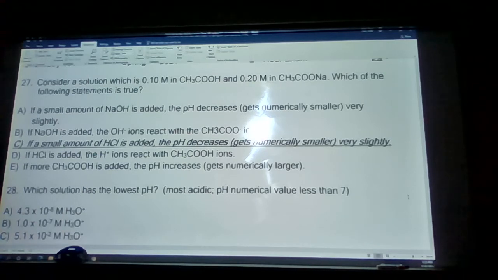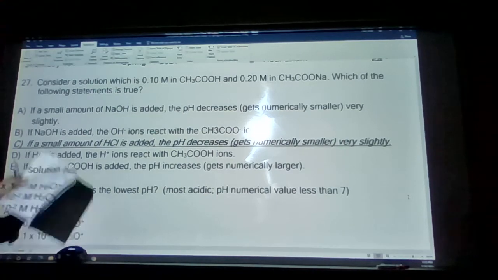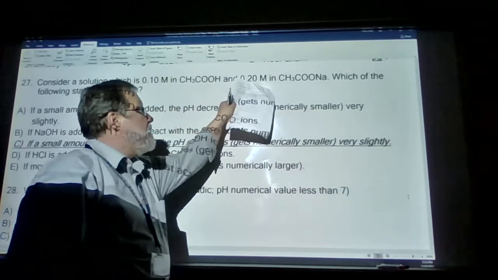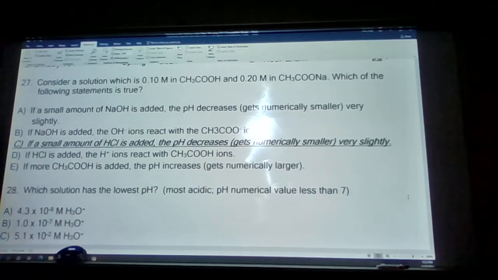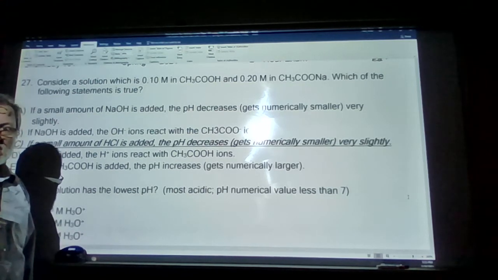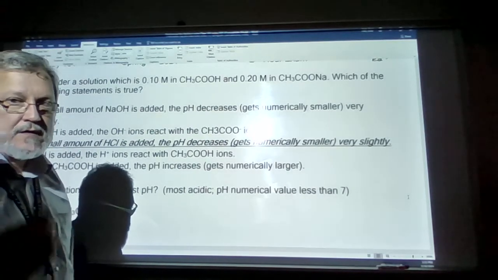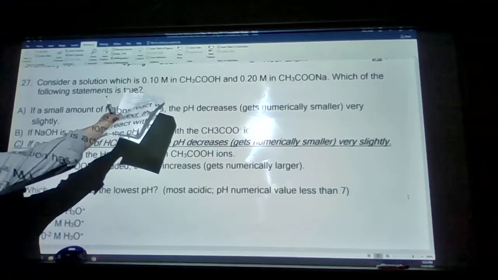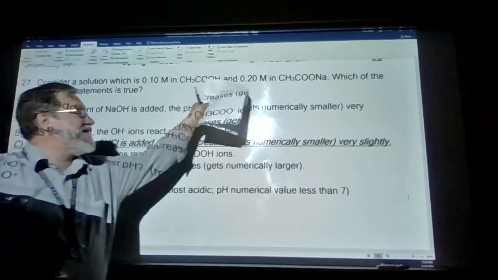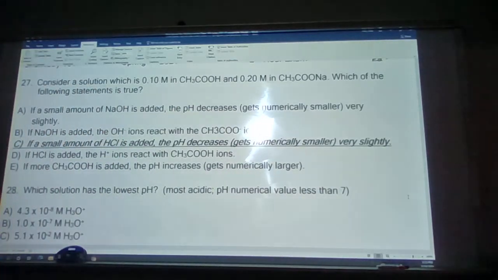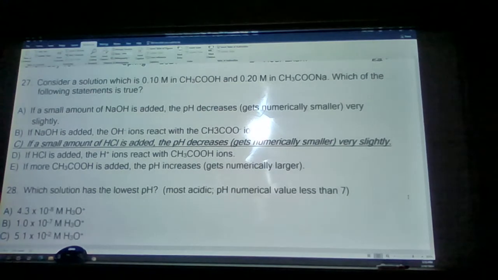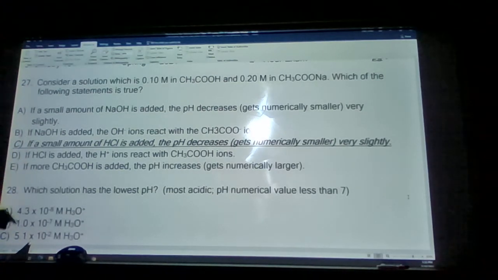Consider a solution which is 0.1 molar in acetic acid and 0.2 molar in the sodium acetate. So we have a buffer that is a combination of a weak acid and the conjugate base. What is the purpose of a buffer? A buffer is present to control the pH of the solution, so that if you were to add acid or base to it, the pH does not change radically. That's the purpose of a buffer. A buffer is made up of the weak acid and its conjugate base. Correct. It says, which of the following statements is true?